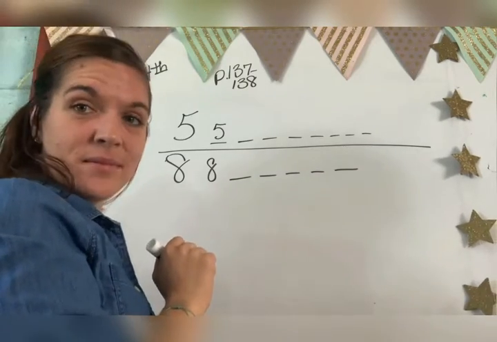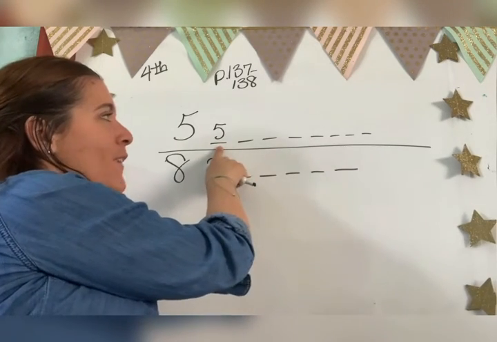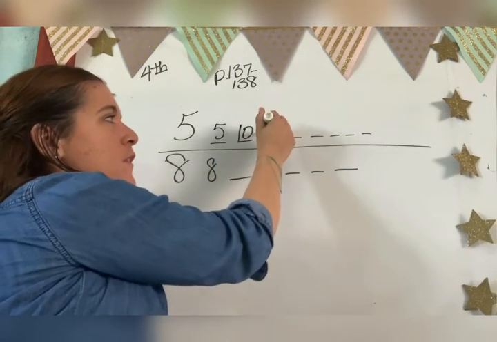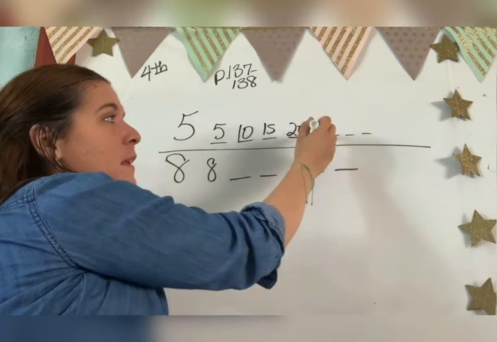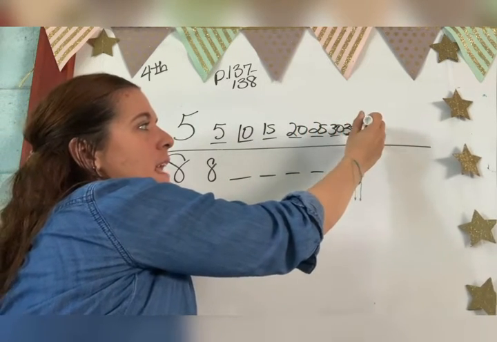Okay, you ready? Here we go. Tell them to me. Just list them all off, Selma. 5 times 1, 5. 5 times 2, 10. 5 times 3, 15. 5 times 4, 20. 5 times 5, 25. 5 times 6, 30. 5 times 7, 35. 5 times 8, 40.